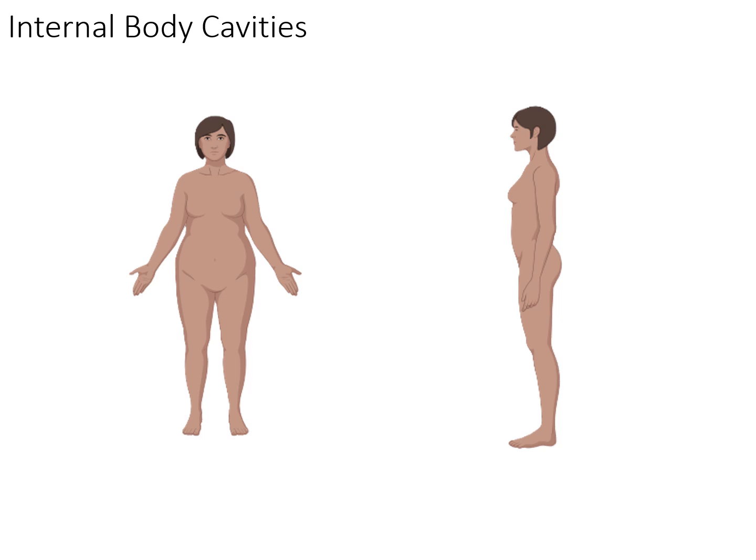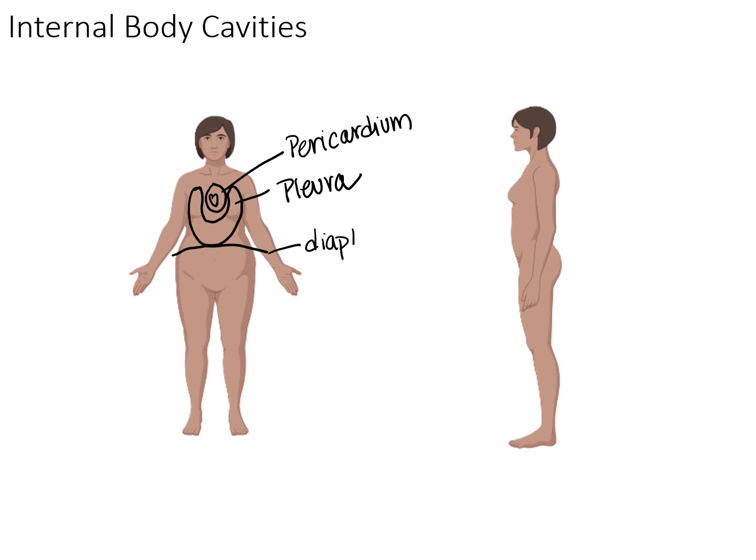The thoracic or the chest cavity actually contains two bubbles. It contains the bubble called the pericardium, which contains your heart. But it also contains this bubble that is called the pleura, which contains your lungs. The thoracic cavity is separated from the more inferior abdominal cavity by the diaphragm. And I know I drew that just a little bit too low, but this is your muscle of breathing.